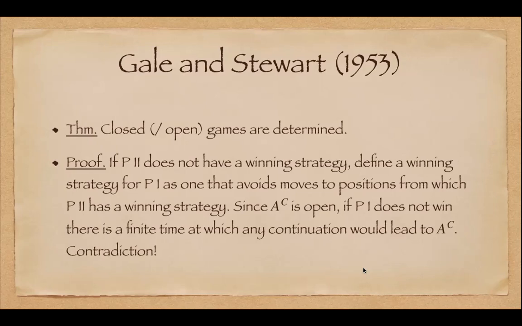If player 2 has a winning strategy, then we're done. So suppose player 2 does not have a winning strategy. So now we define a winning strategy for player 1 as follows. Player 1 always tries to avoid positions from which player 2 has a winning strategy. So this is what player 1 does.